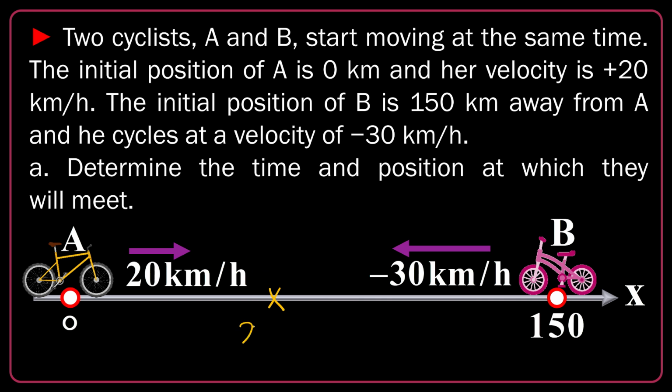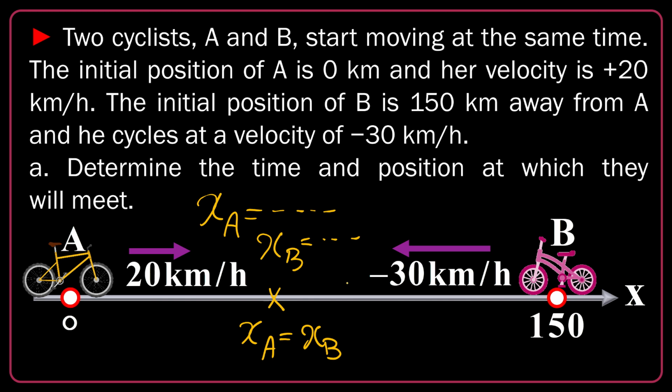Basically, XA will be the same as XB because they will be at the same position, and you know that X is position. So what should I do? Here I will write the equation of motion for A and then the equation of motion for B. Then I put them equal. Then I will find the meeting time.